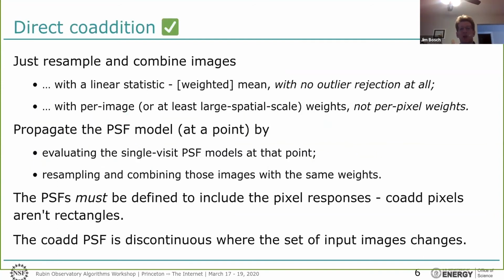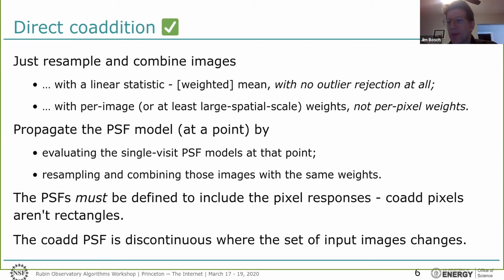So, flavors of coadds. I want to start with what I call direct coaddition. You're all familiar with it. You might not be familiar with this name, but I think it's good to have a name for this kind of coadd because we all talk about it a lot. This is where you just resample the images and then combine them. But I want to point out that it's really critical that you combine them with a linear statistic, a weighted mean, with no outlier rejection at all. That's necessary because it's the only way you propagate your PSF. I'll talk about that in a moment. It's also, I think, the only thing that makes sense.